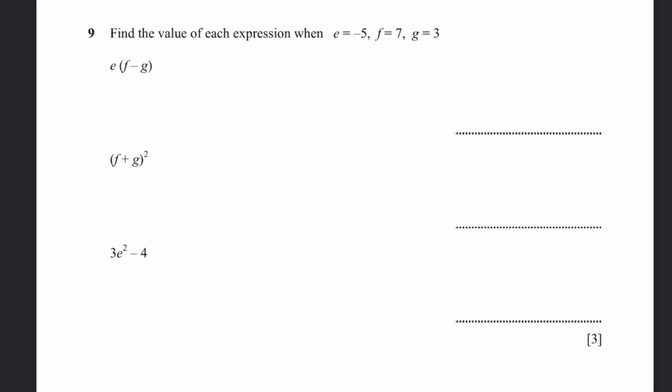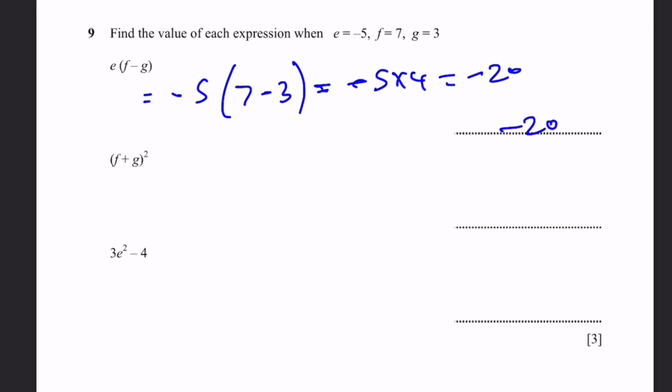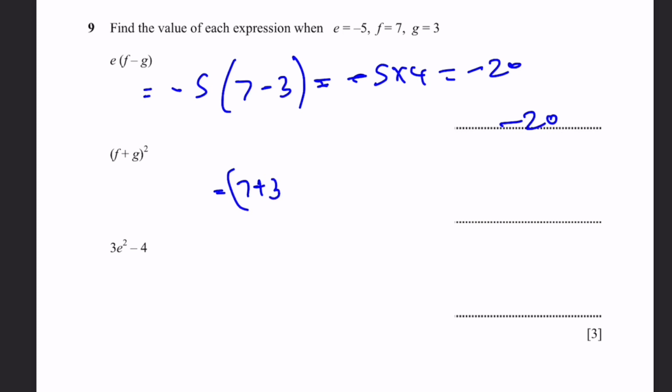Question 9. Find the value of each expression when e is equal to minus 5, f equals 7, and g equals 3. So e into f minus g, that's minus 5 into 7 minus 3, that's equal to minus 5 into 4, minus 20. f plus g the whole squared, that's equal to 7 plus 3 the whole squared, 10 squared, 100.